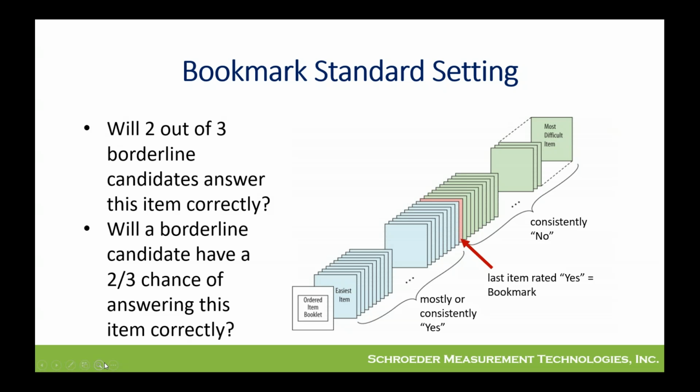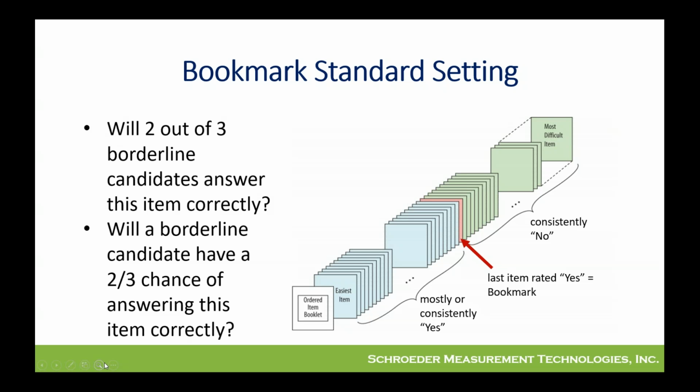The last item in the OIB that you believe 2 out of 3 borderline candidates will answer correctly is your bookmarked item. You can visualize yourself placing a Post-it note on that item. The difficulty level of your bookmarked item, along with the items bookmarked by your fellow subject matter experts, will be used to help determine the cut score.